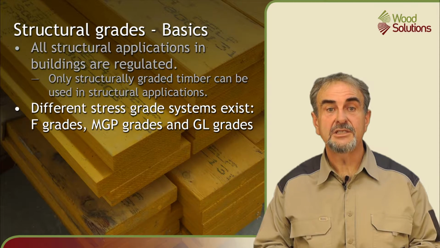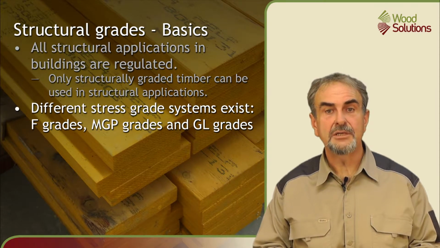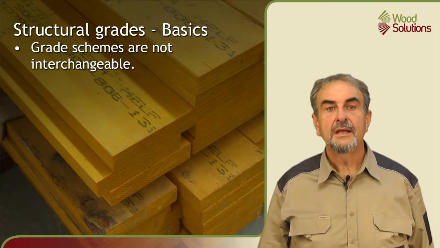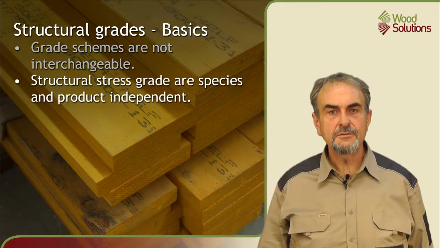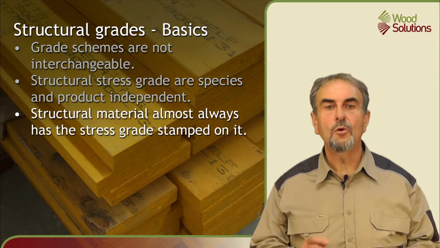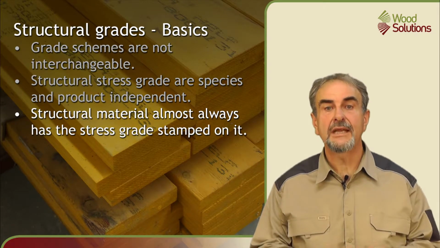Then different stress grade systems exist: F grades, MGP grades and GL grades. Each of these systems has different ratios of structural properties. They are not interchangeable. Structural stress grades are species and product independent. Lastly, structural material almost always has the stress grade stamped on it.